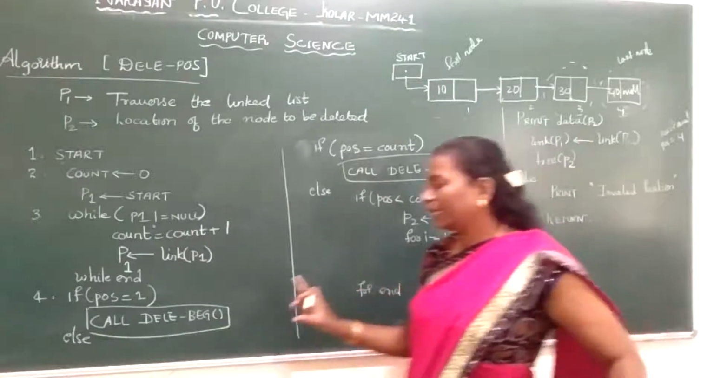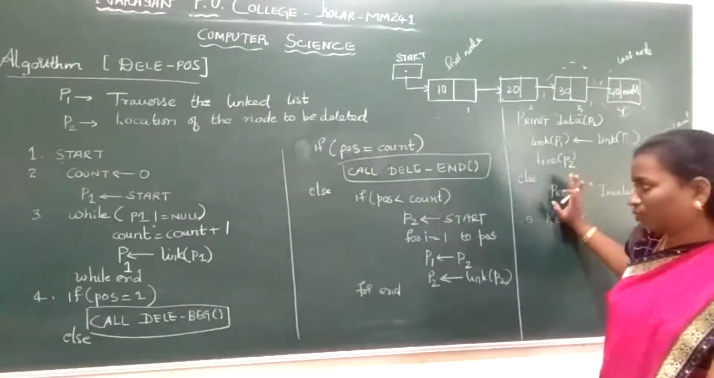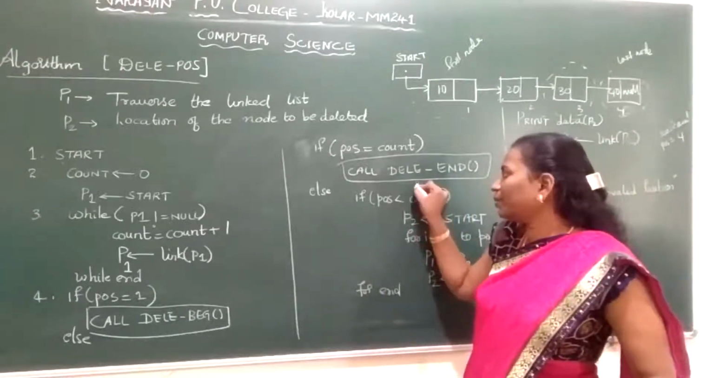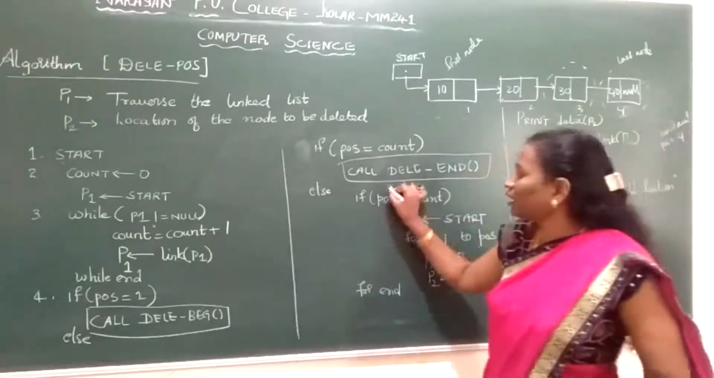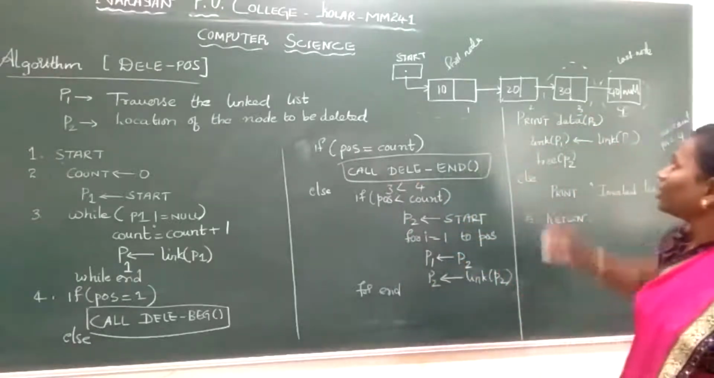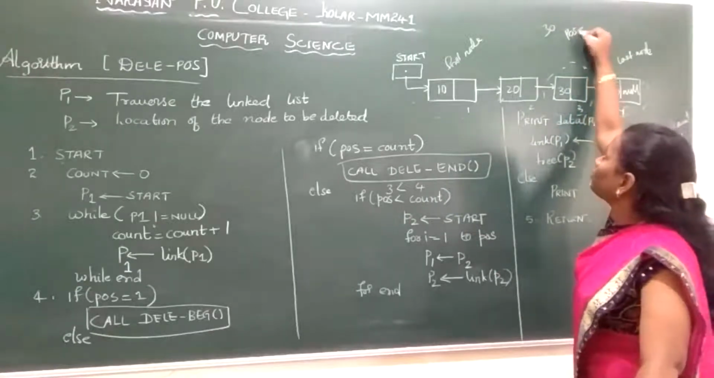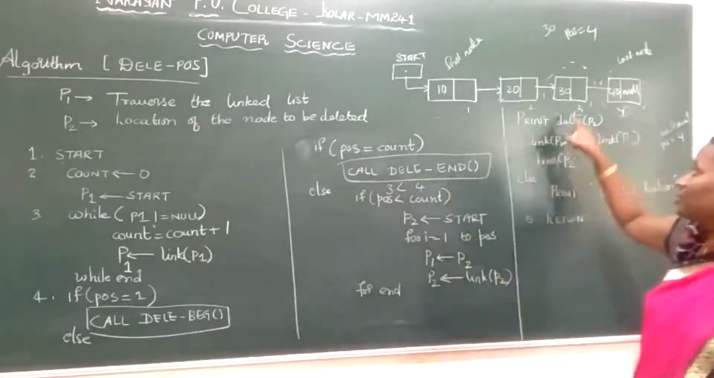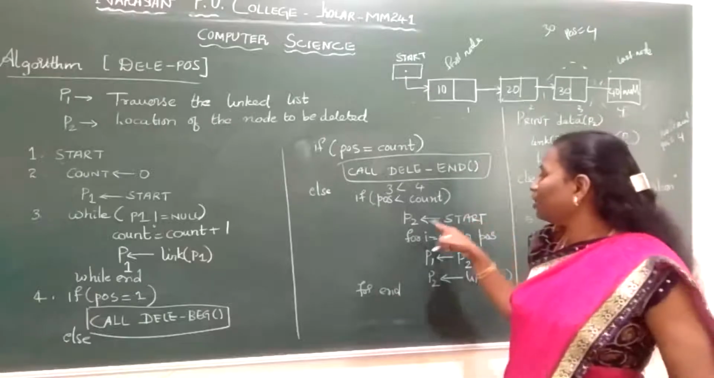We have seen how to delete at the beginning and at the end. Now I will tell you how to delete at the given position. If position is less than count, for example my count is 4 and my position is 3, then 3 is less than 4. Now start is given to P2.